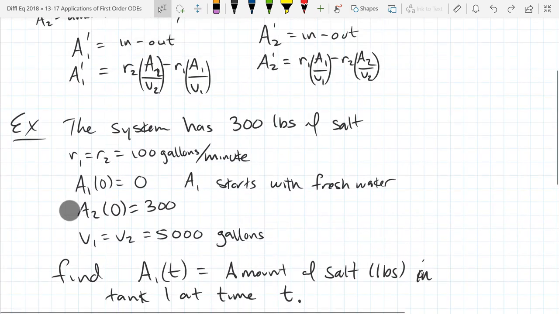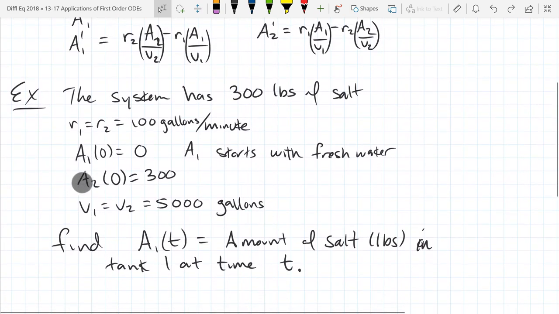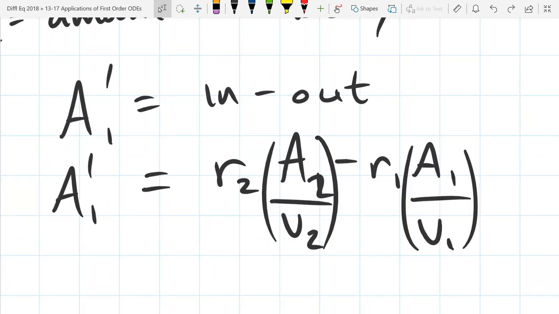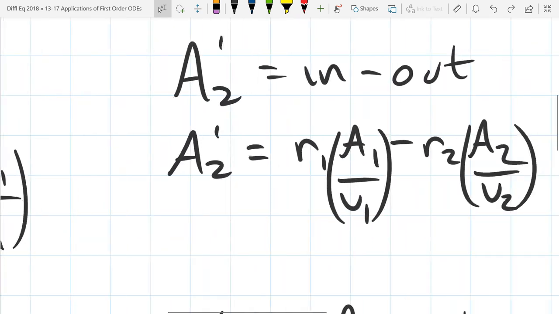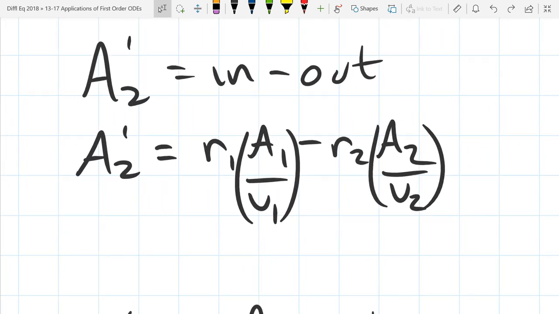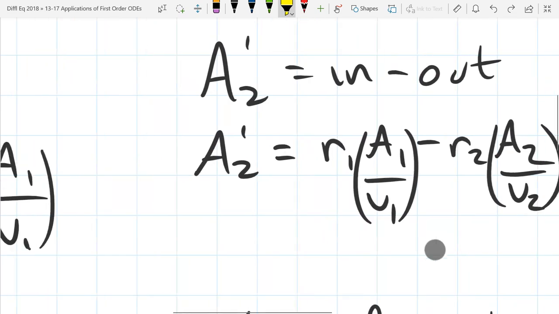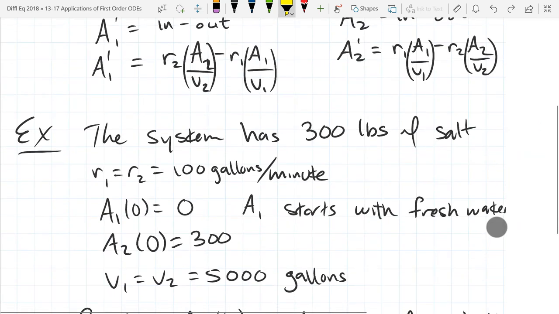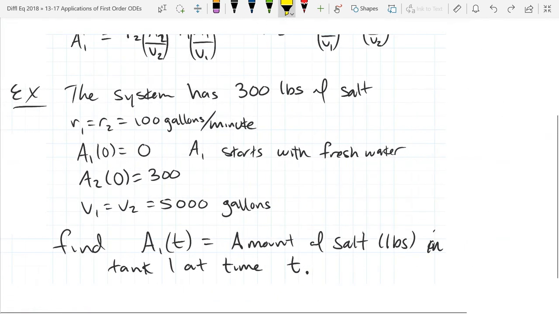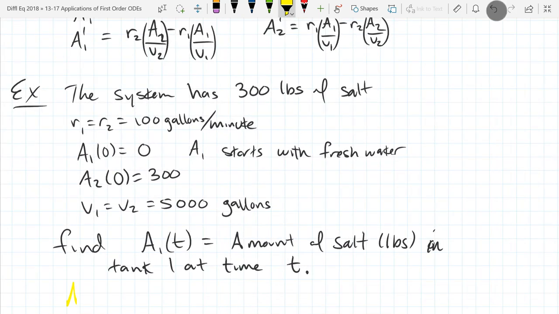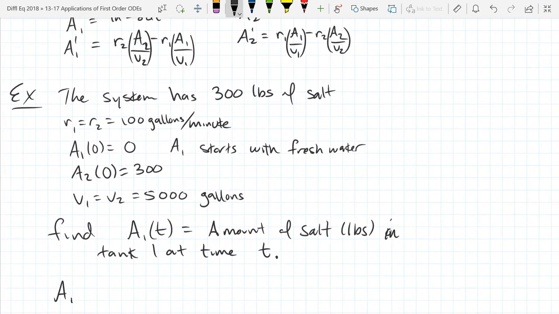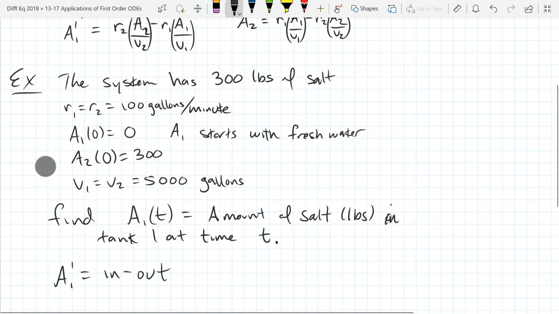All right, so let's set this up. I want to know A1, so I'm going to use this A1 prime right here. If I wanted to know the A2 function, I would be doing the A2 prime on the right side. So I'll just rewrite the A1 prime. And I'll write it in English first, in minus out.